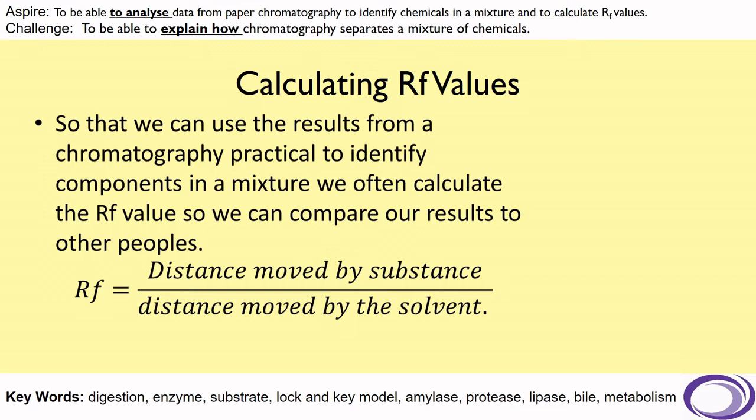So to calculate an RF value, you measure the distance moved by the substance, so by the spot that you are looking at, and you divide that by the distance moved by the solvent. So from that start line to the solvent front, which is the distance where the solvent stopped. In an exam, you could be asked to measure that, but for today, I am going to give you the values to make the calculation, because depending on your device, you would have different measurements.